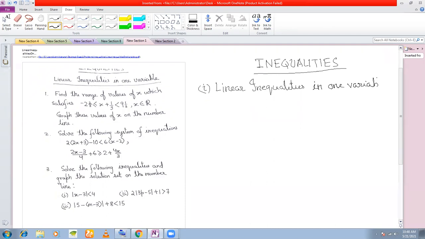Linear inequalities in one variable will be the first type that we are going to discuss today, which you have already done in your class 10. Next will be linear inequalities in two or more variables.